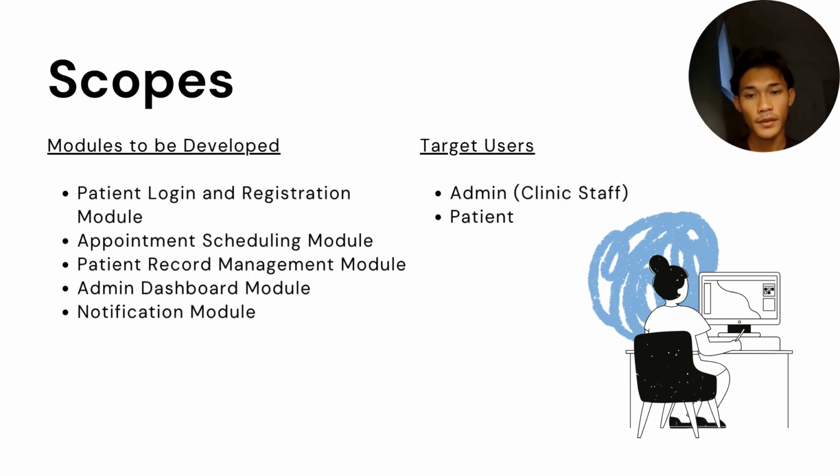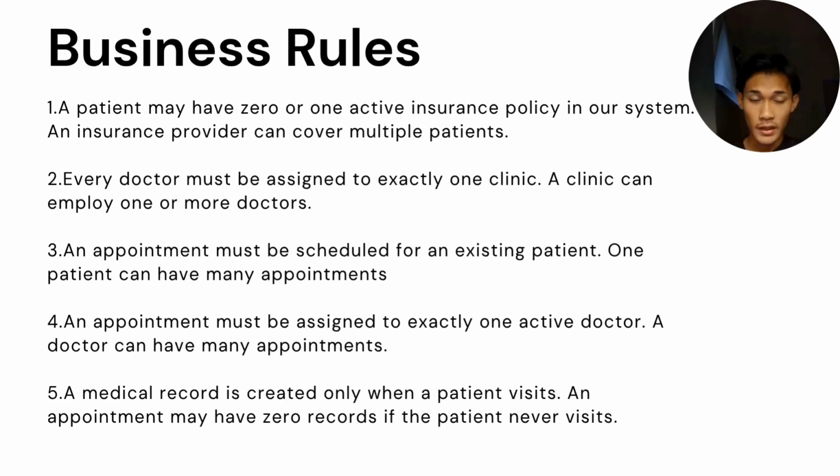So there are two different separated scopes in this project. So first, modules to be developed. There are plenty of them. And second, target users. So there are two, which are admins and also patients. There are 11 total of our business rules.